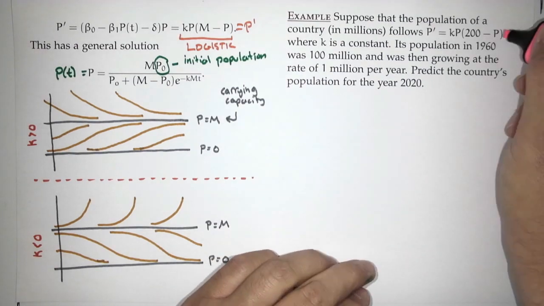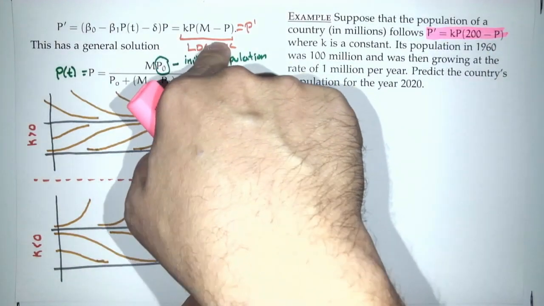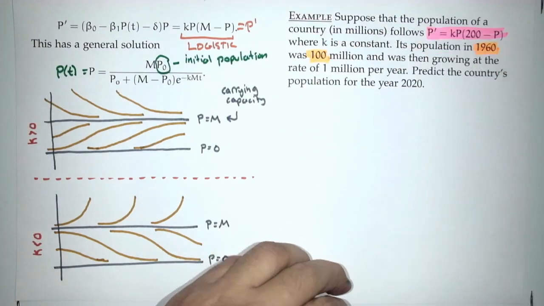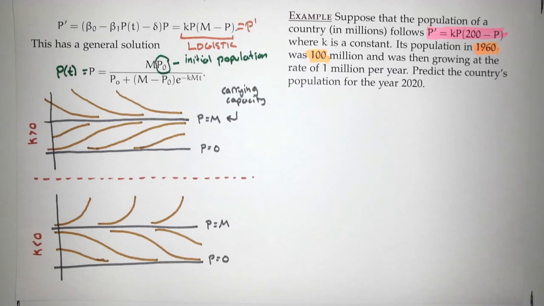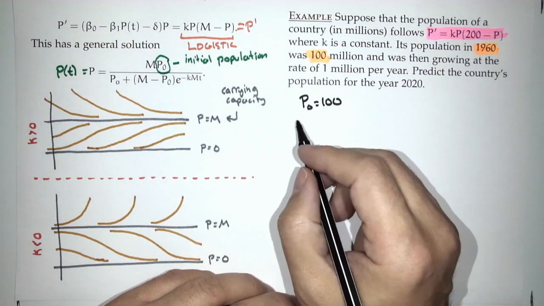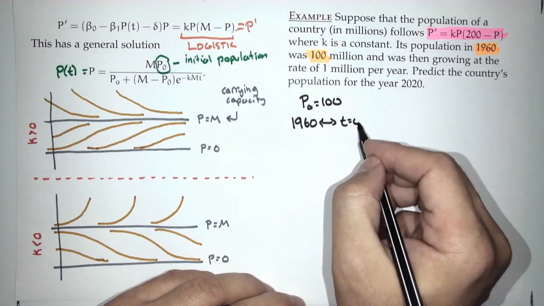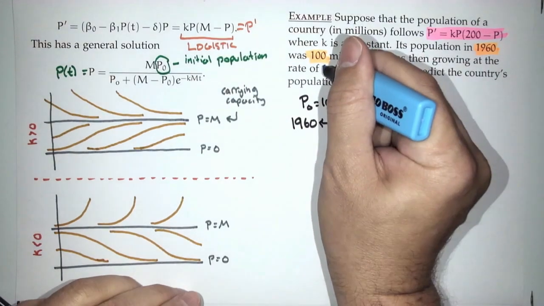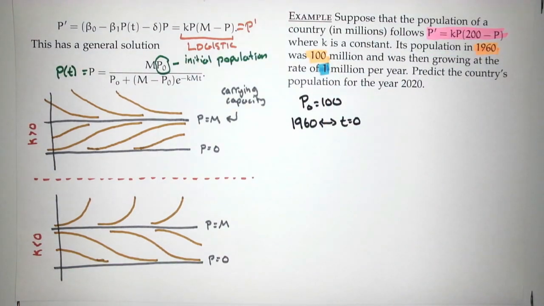All right, so we have a couple of key things. Well, we have this differential equation. Great, so that means we're in this setting, which means we have a solution. All right, that's good. Now, there's some other pieces of information. In 1960, we were at 100 million. How do we translate that into simple symbols and representation of things? What is that telling us? Yeah, so this was an initial population. So our p naught equals 100. And in particular, we're thinking of 1960 as our time t equals 0. So our initial population is 100, because we're thinking of population in terms of millions, and 1960 is when we start. We're also told that this was growing at the rate of 1 million per year. Now that seems important. They gave us a number. What can we get from that information?